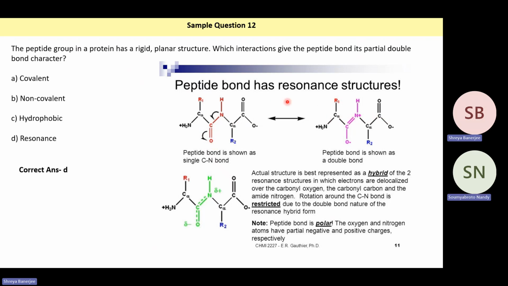So these are two resonance structures, and the peptide bond will exist in between these two structures. So there is a partial double bond in the structure. It is shown by one sigma bond, and the pi bond is shown by dots, indicating it is a partial double bond. Because of this partial double bond, the peptide group exists in a rigid planar structure. And this is resonance. So the option is D, which is resonance.